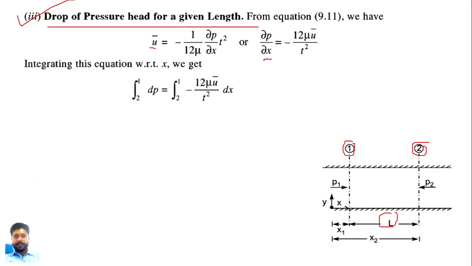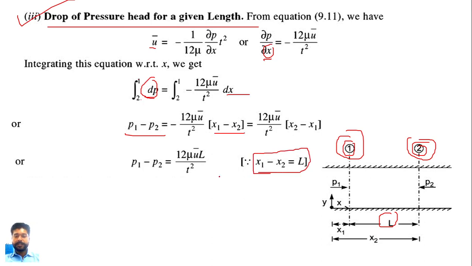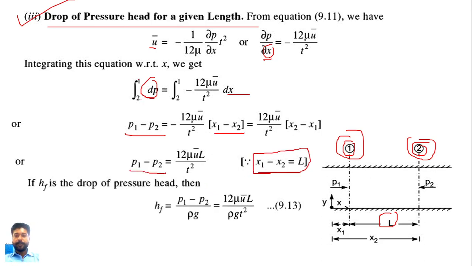So let us integrate to remove this x, integrating this term between limits 1 to 2. Integrating with respect to dp, 12 mu u bar divided by t square into x, so p1 minus p2, after putting the limits, equals 12 mu u bar divided by t square into x1 minus x2, and that is L, the length. So here is the drop of pressure between the two sections, and hf is the drop of pressure head.